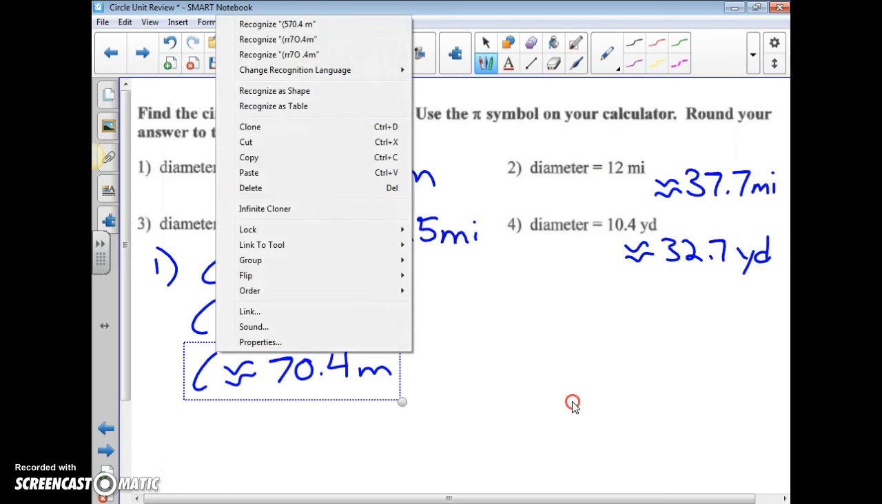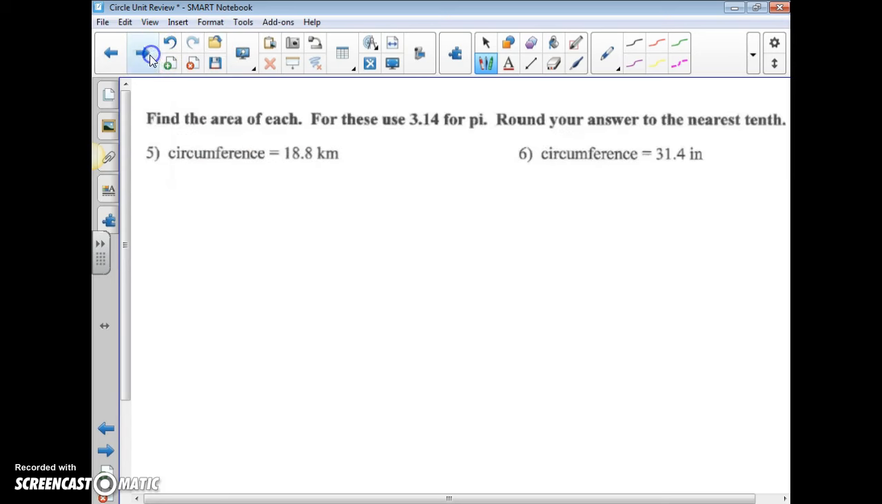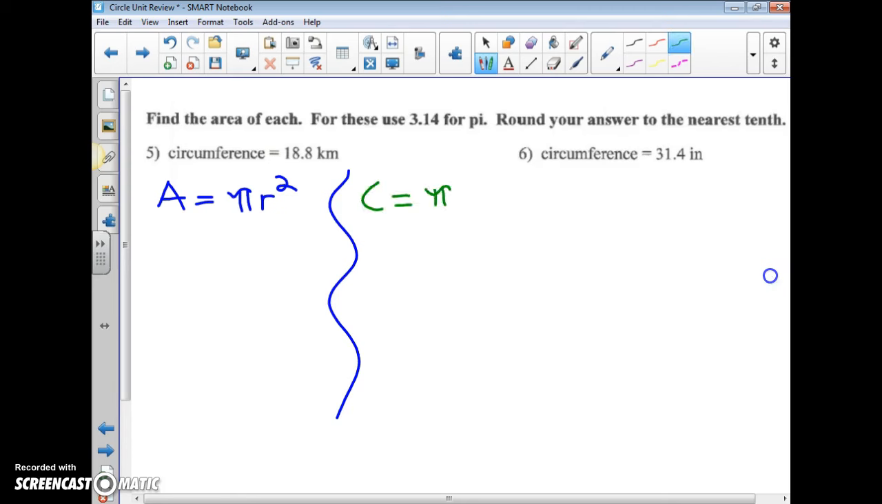Looking at number 5. Number 5 says find the area of each. For these, use 3.14 for pi. Round your answer to the nearest tenth. So my goal is to find the area of these circles, which is pi r squared, but the only thing they give me to work with is circumference. And I know that is found by pi times the diameter.